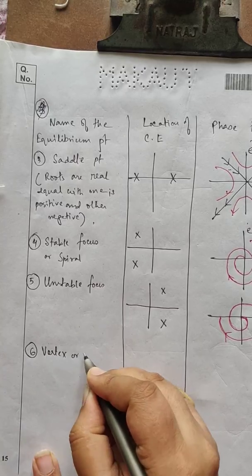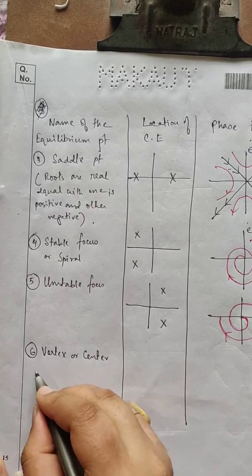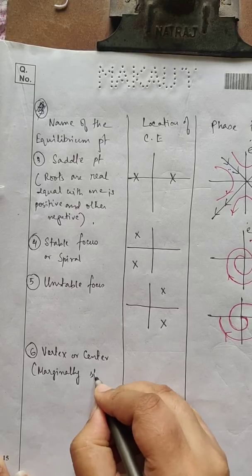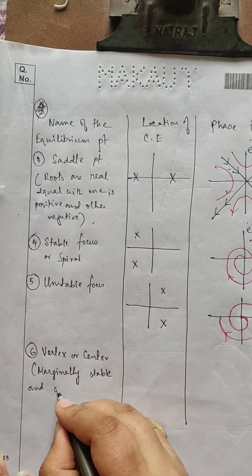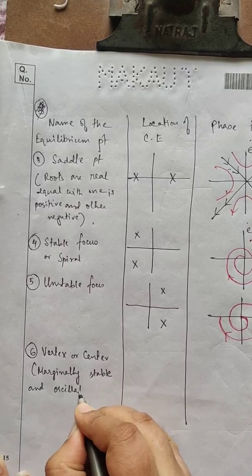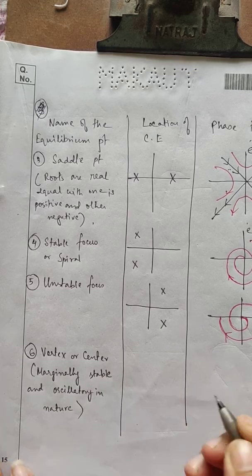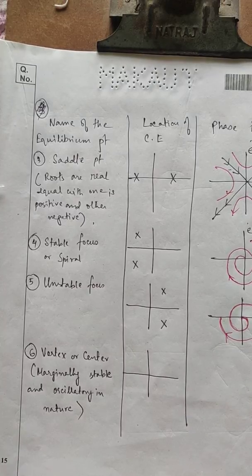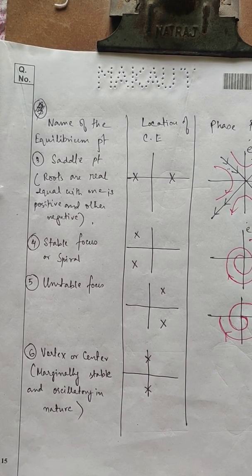And the last but not the least will be point 6, which is vortex or center, which is marginally stable and oscillatory in nature. So in that case, you would be having complex conjugate eigenvalues, but with no real positive or negative part. So it will be on the imaginary axis, and for that it will be satisfying the equation of a circle.